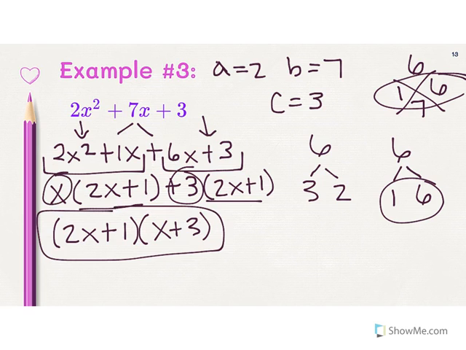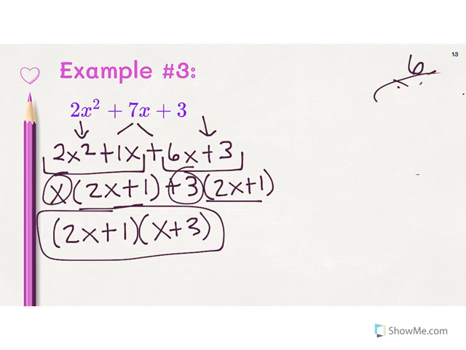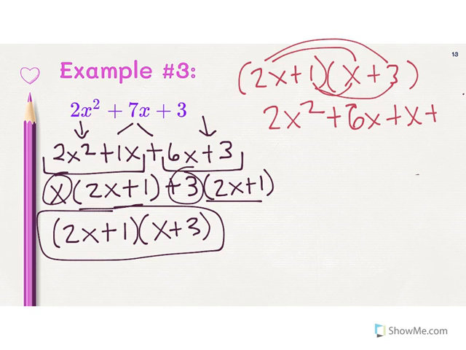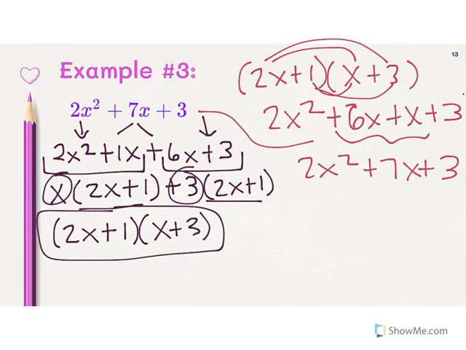So if we were to go through and actually distribute this, then we would see that we have the correct answer again. So for this one, we're going to now multiply 2x plus 1 times x plus 3. Go ahead and distribute: 2x times x, 2x squared. 2x times 3 is a 6x. 1 times x is just an x, and then 1 times 3 is 3. Combine like terms, so you get 2x squared plus 7x plus 3. Yay, we got back to our right answer, so check, we got it right.